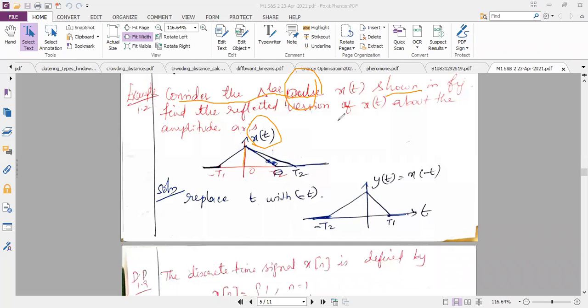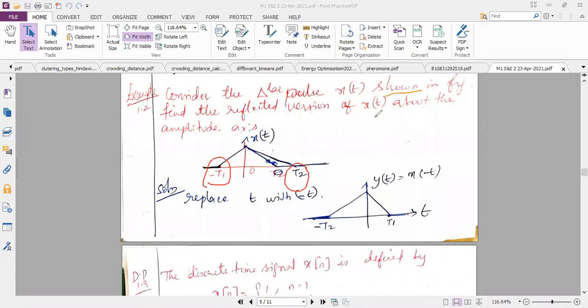I want the reflected version of the signal x of t about the amplitude axis. About the amplitude axis means along the y-axis. Along the y-axis, I should draw the reflected version of the input x of t. So it is very simple. Please listen properly. In the original signal x of t, on the right-hand side positive x-axis, I have t2, and along the negative x-axis, I have minus t1. So the reflection concept says that the time sign is changed. If it is plus, it should be changed to minus. If it is minus, it should be changed to plus.